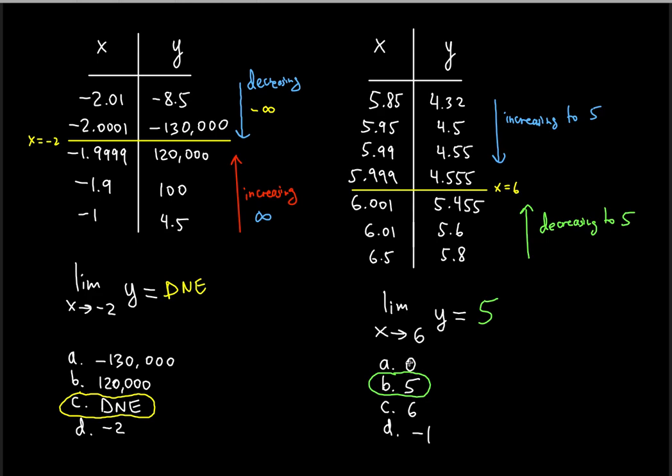Now, of course, 0 would be wrong because 0 is outside the range of values that you see here, let alone being at the x target value of 6. 6 is going to be the x target value, and the -1, of course, is also outside the range, just like the 0 is.